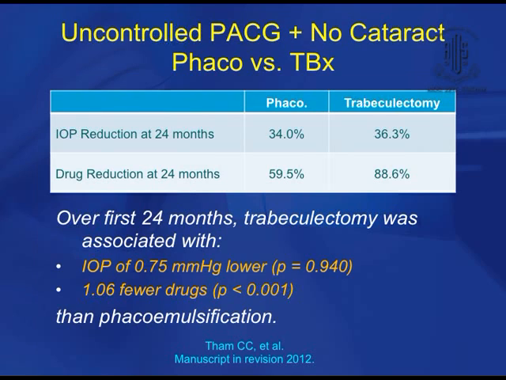Phacoemulsification reduced intraocular pressure by about 34% at 24 months compared to 36% by trabeculectomy. Phacoemulsification reduced the requirement for glaucoma drugs by almost 60% as compared to almost 90% by trabeculectomy.